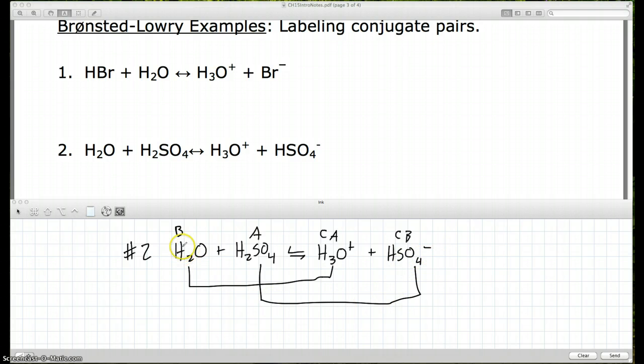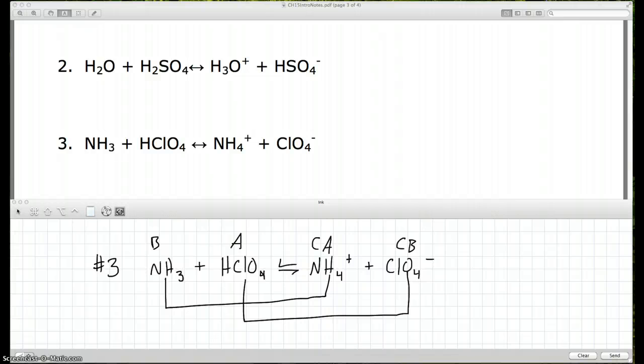Here we have H2O goes from 2 H's to 3 H's, so it must have accepted an H in that process, so it's the base, so B for base. Here we have 2 H's in H2SO4, and this only has 1 H, so in that process it must have donated or given away its H, so that's the acid. And the acid is paired up with the conjugate base, and the base is paired up with the conjugate acid. I'll put the answer for number 3 up here, one second. Okay, there's the answer for number 3.